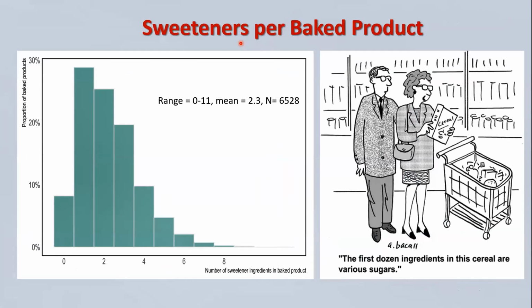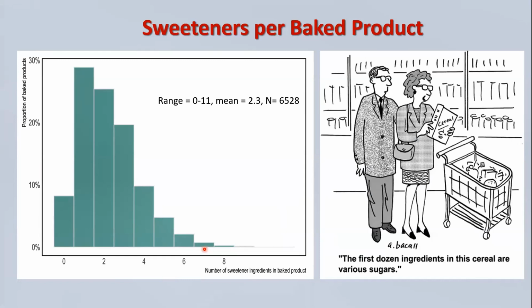Now let's move to sweeteners. The number of sweeteners used in each product ranges from 0 to 11. About 60% of baked products report 2 or more sweeteners. Multiple sweeteners impact the listing order of added sugars in ingredient lists.